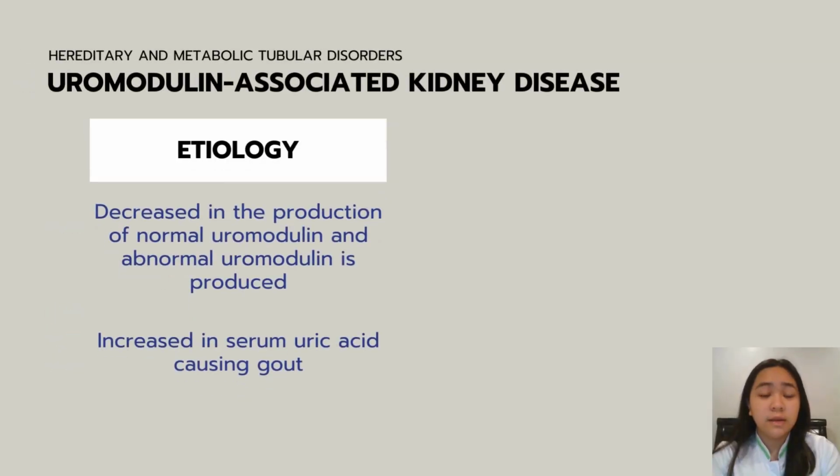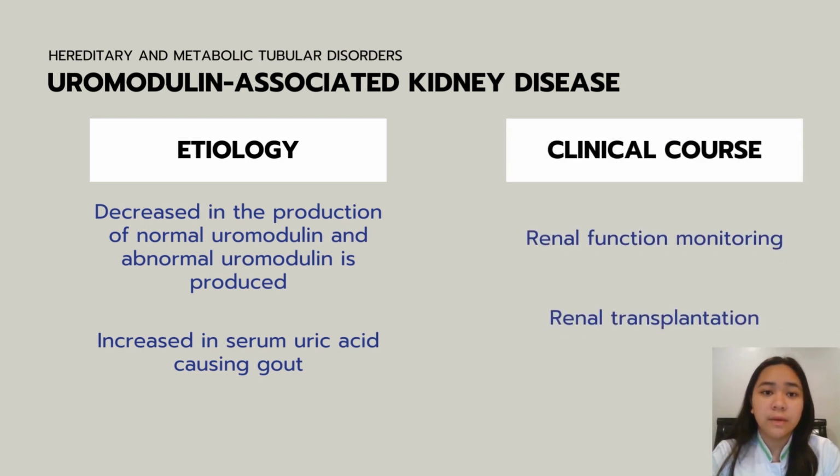So its etiology, the production of normal uromodulin and abnormal uromodulin is decreased, and serum uric acid causing gout is increased, which is the onset of detectable renal disease. For its clinical course, we have renal function monitoring and then renal transplantation.